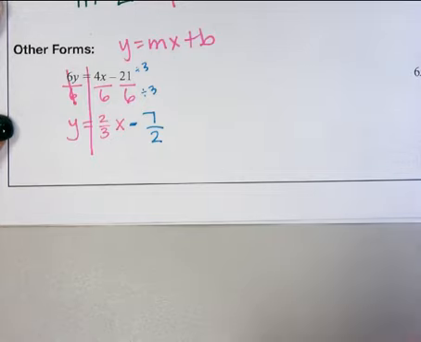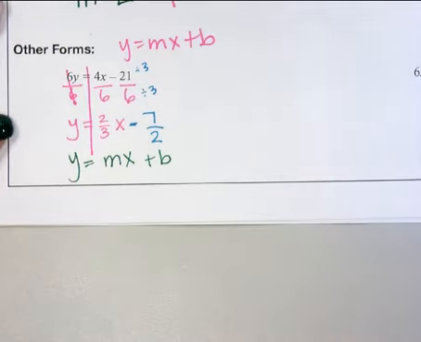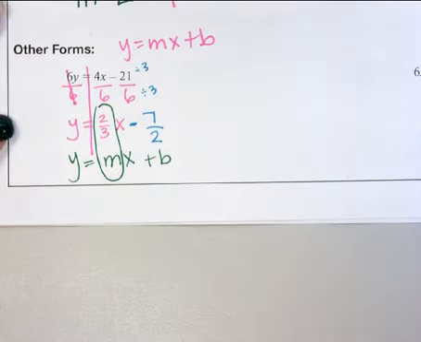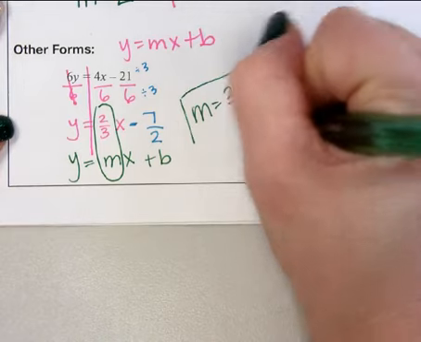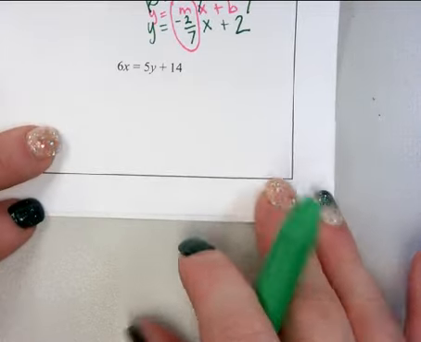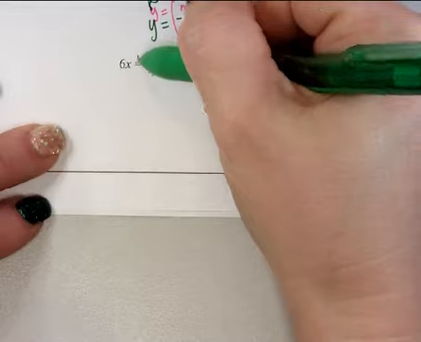We are trying to get something in the form of y equals mx plus b. Here is my m value. Ta-da! So my slope is 2/3, or 2 over 3. All right, one more. What do you notice about this one? Yeah, the y is on the wrong side. That's really okay, because we're going to go ahead and get y by itself, and we're going to leave y on the right-hand side, and then at the end, we're just going to flip it around.